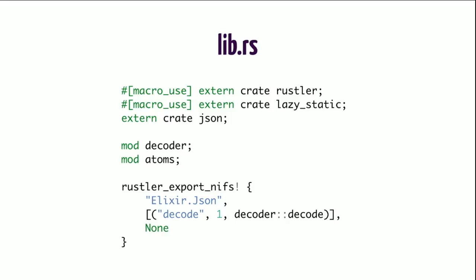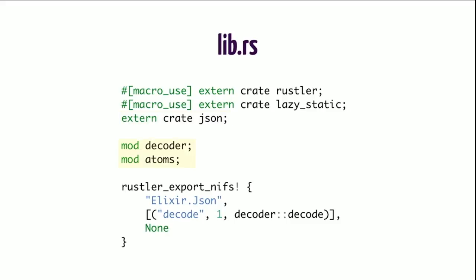So the main file is lib.rs, and in here we're just using extern crate, which says, hey, I'm going to use an external library. So we're calling Rustler, and another one called lazy static, which is for creating our atoms and stuff like that. And right here we're also using the JSON crate, which is an external crate from the Rust community that does JSON parsing and stuff like that. So right here we're just taking advantage of a library that already exists. I don't have to go and write a JSON parser, which is nice, right?